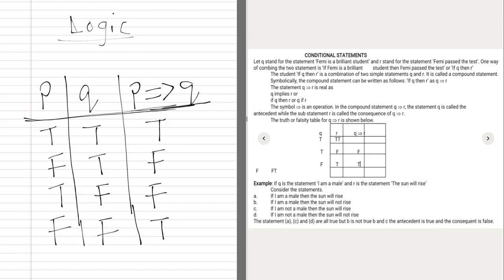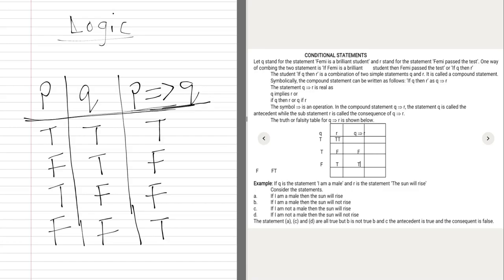The statement if Q, then R is the combination of two simple statements. Femi is a brilliant student is a statement. Then Femi passed the test is also a statement. So the combination of two simple statements is what we call a compound statement. Before we go to the conditional statement, we need to understand the difference between simple and compound. Just like in the English language, we have simple sentences and compound sentences. A compound sentence is the combination of two simple sentences.